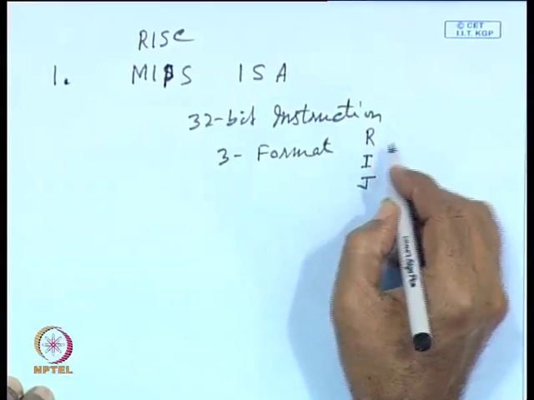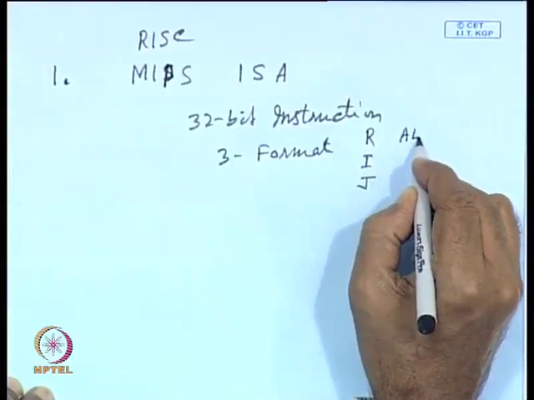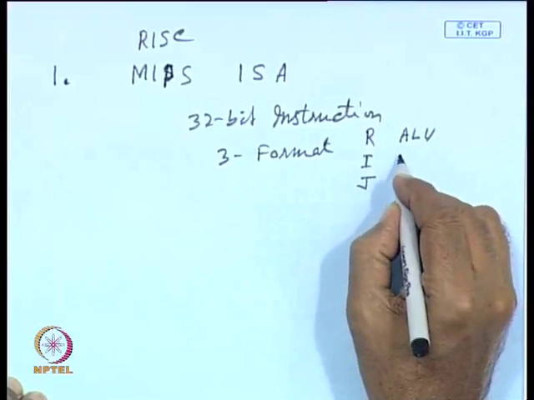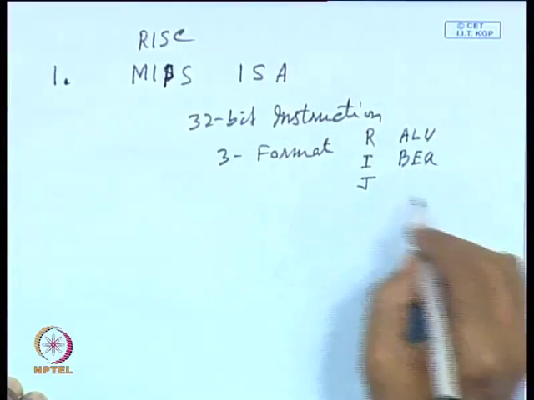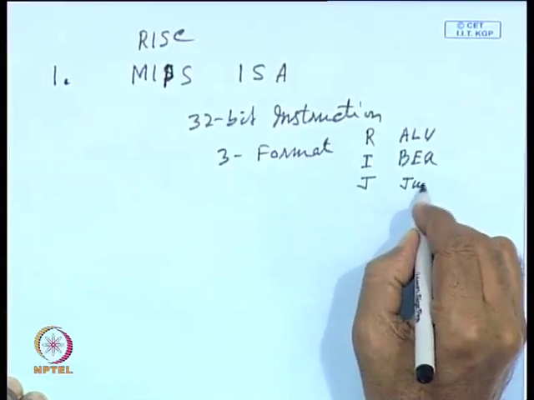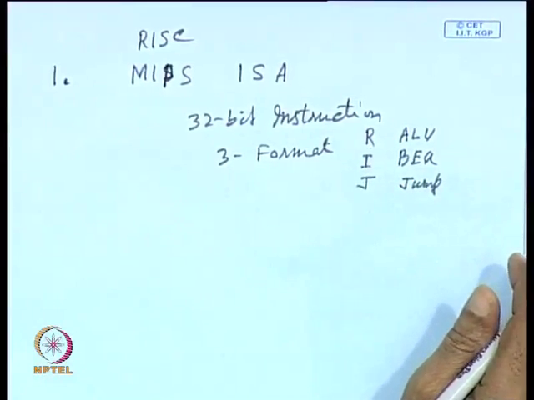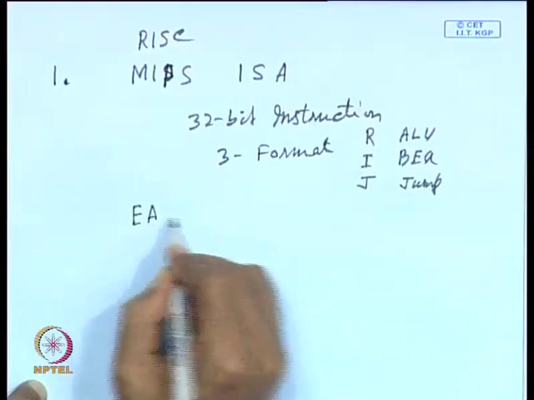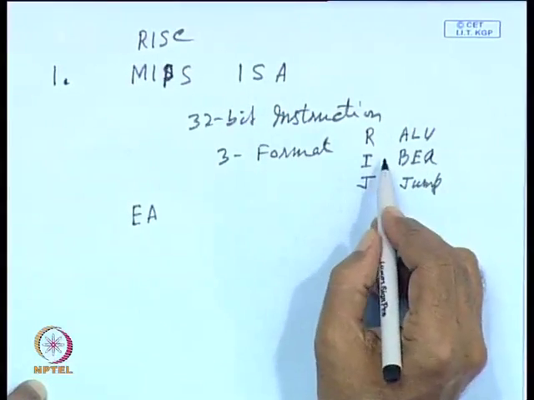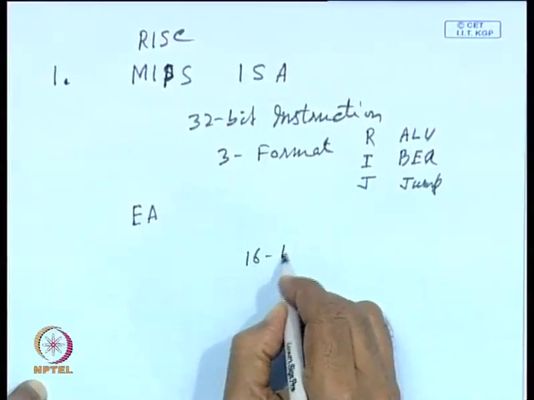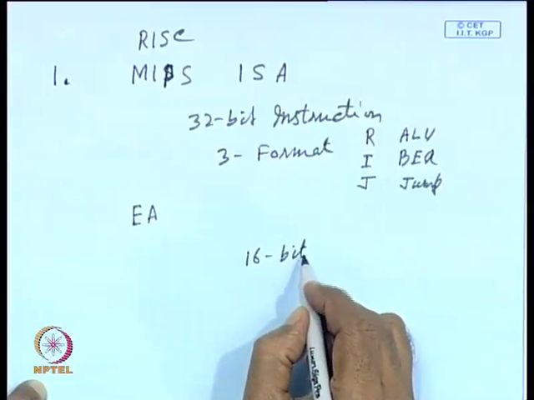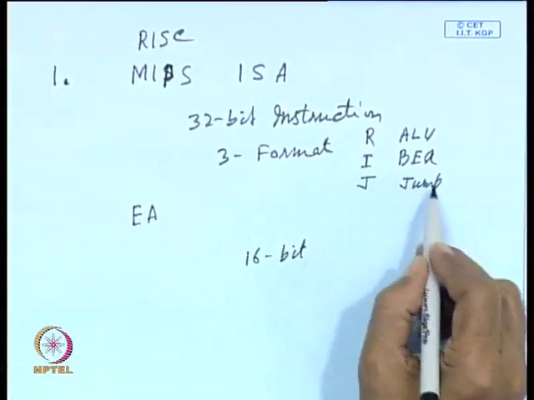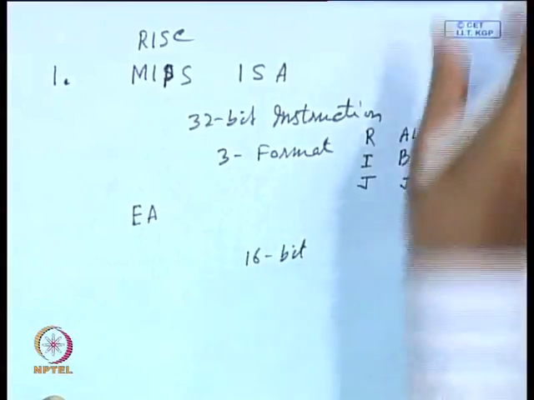R type is used for conventional ALU operations, addition, subtraction, and, or like that. I type instructions are used for branch if equal, and J type format is used for jump. Accordingly, we have seen how the effective address is calculated in different situations. In the case of BEQ, the 16 bit offset provided as part of the instruction is sign extended and added with a register to generate the effective address. And in case of the jump type instruction, we have seen how this is done.